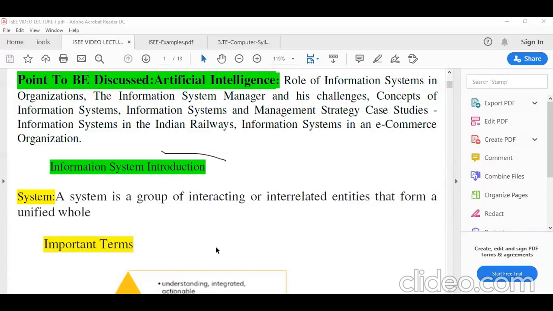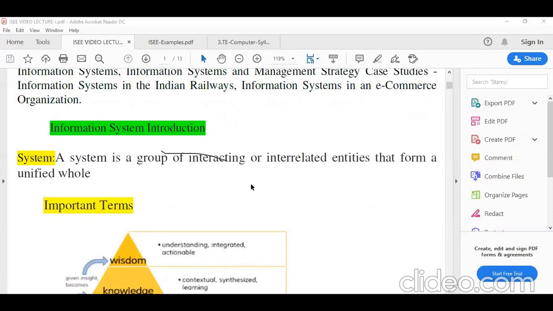Let me tell you the example of our college. I am calling our college one system, yes or no? Yes, sir. And from which components has it been built? It is a group of interrelated entities. Our college has different departments, and different departments have different HODs. There are the student section, the office section, the principal section, etc. By combining all these entities together, the system forms a unified whole. That is the meaning of a system.